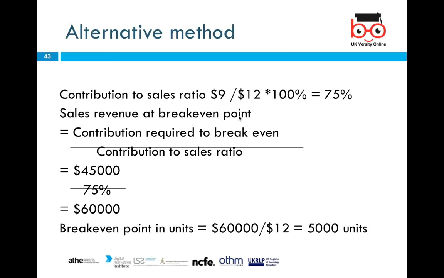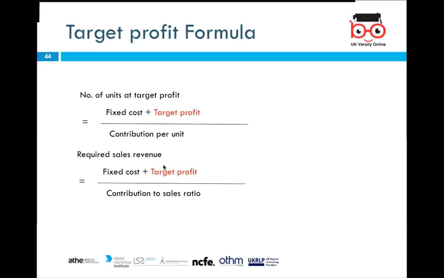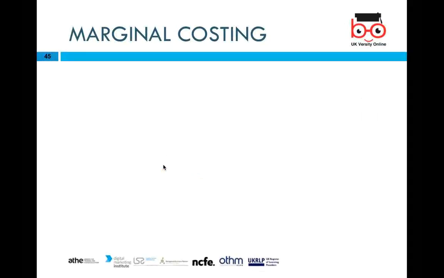There is another alternative method, but I think we can follow one method. You don't need to go to the sales ratio. If you want to do another method, you can do it, but I'm not going to discuss it here. But you can see on your presentation slides, we can have another alternative method, where we have a target profit and a contribution to sales ratio, and then you can calculate on the basis of this formula.